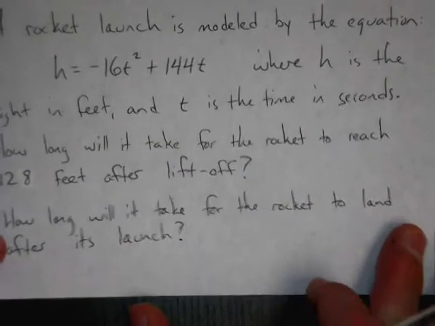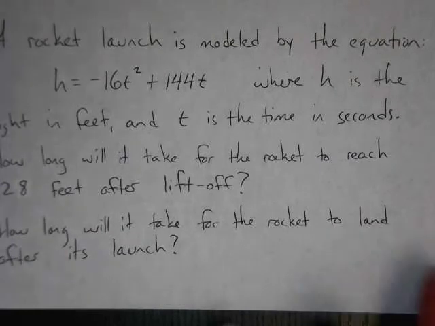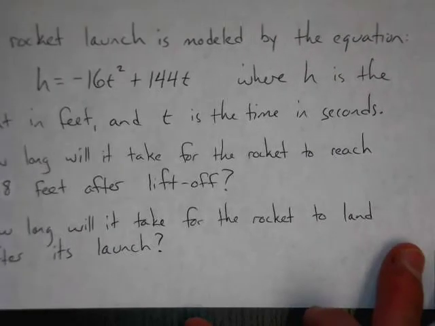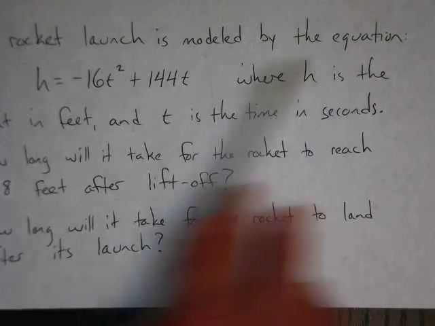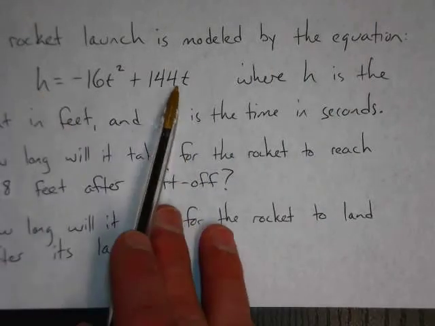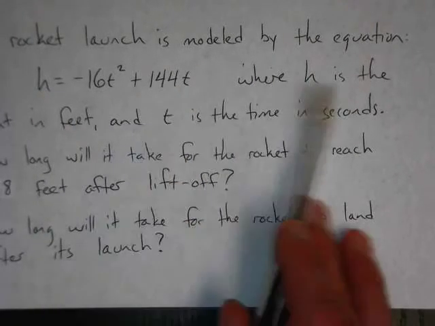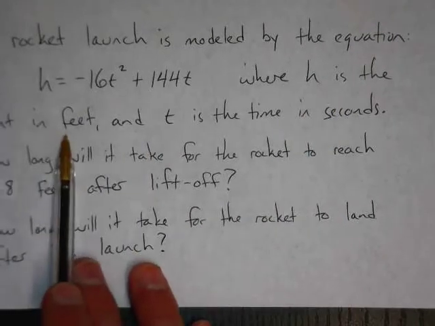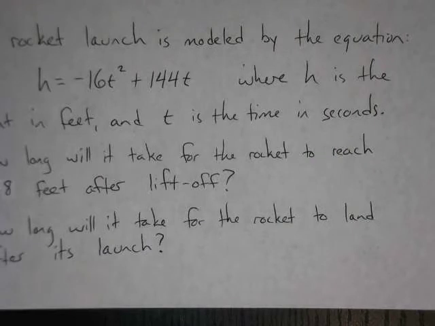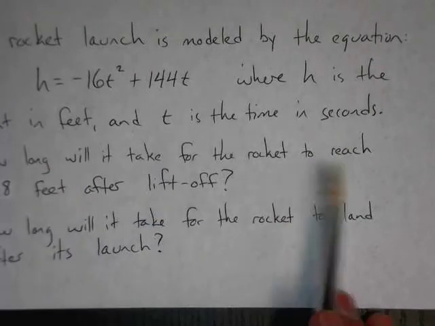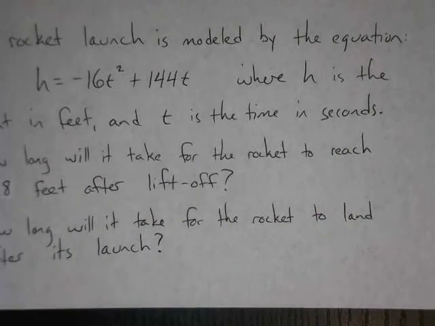All of that for finally the real world problem. Okay, so we're going to set up a real world problem. A rocket launch is modeled by the equation h is equal to negative 16t squared plus 144t, where h is the height in feet and t is the time in seconds. So I'm going to ask you two questions. Question number one, how long will it take for the rocket to reach 128 feet after liftoff? And then the second question, how long will it take for the rocket to land after its launch?